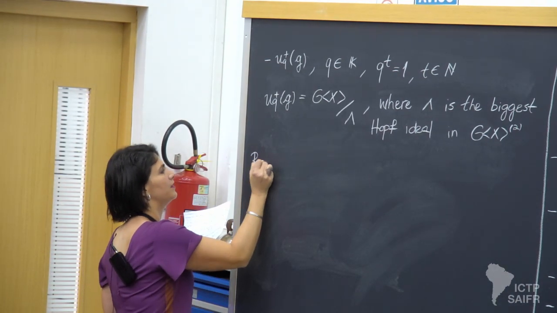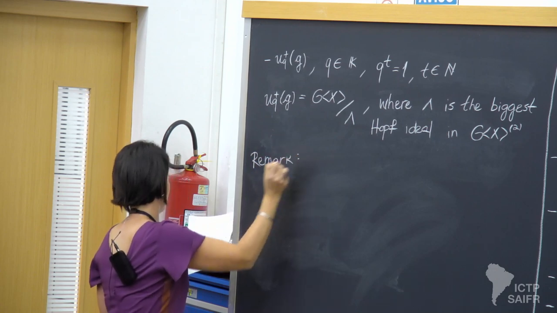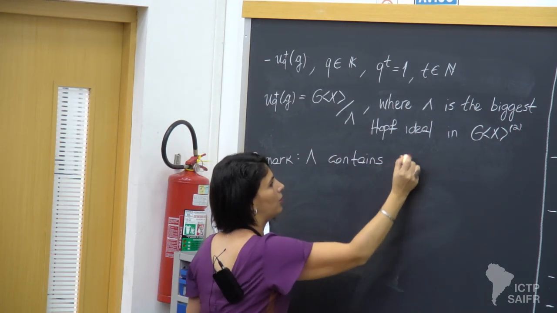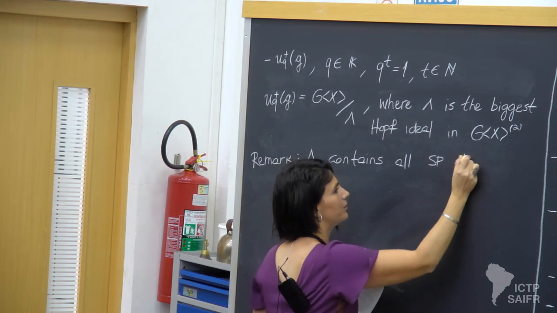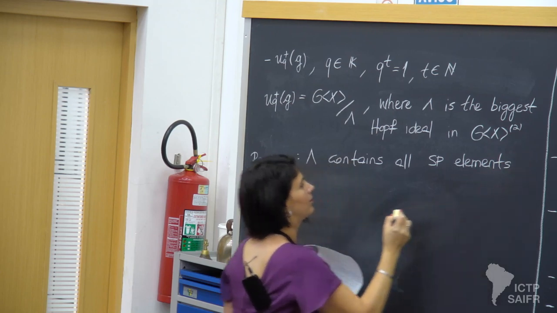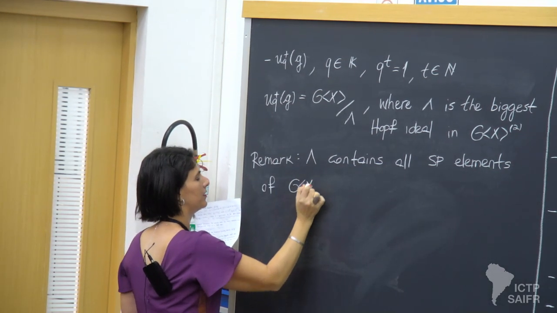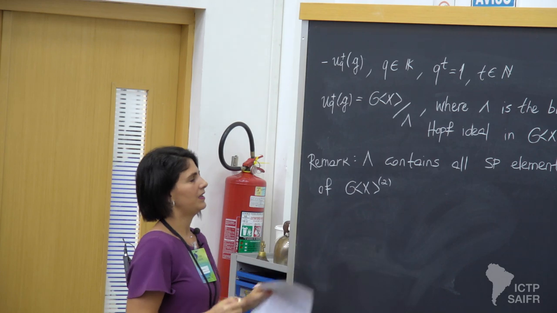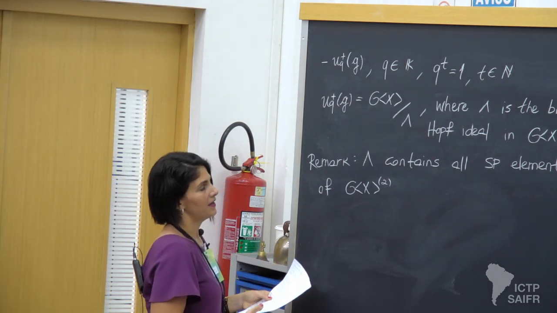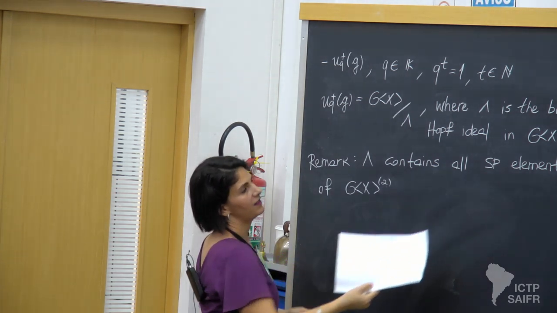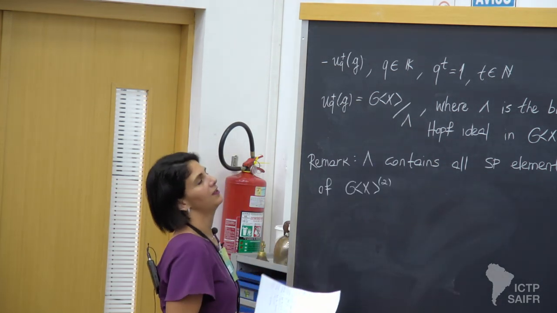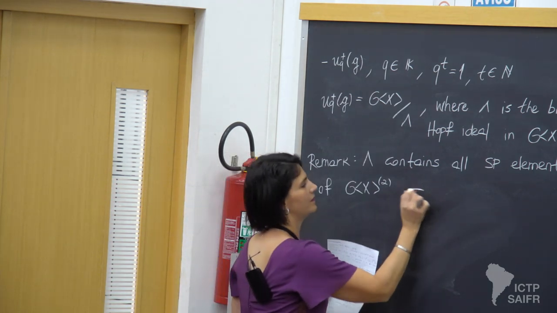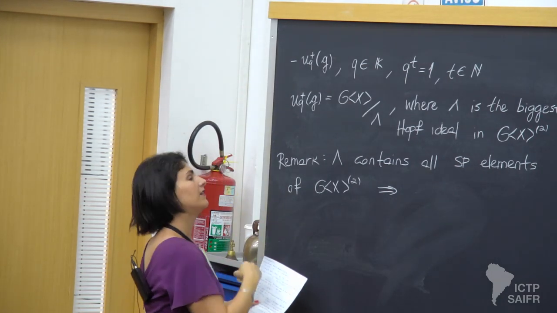So the first remark is that lambda contains all skew primitive elements of G of X2. If it has a linear term, it doesn't contain it, but if it doesn't have a linear term, it contains it. Why? Because each skew primitive element generates a Hopf ideal, so the biggest Hopf ideal contains this Hopf ideal in particular. Why is this important? Because this assures us that the set relations are here.